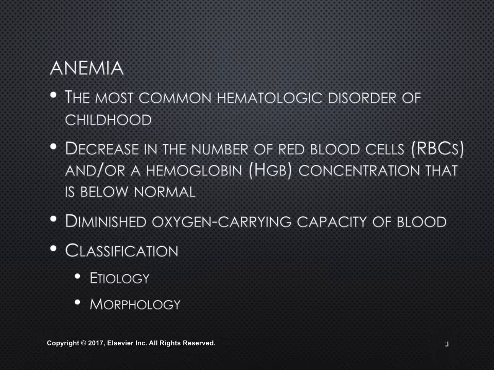It's classified using two basic approaches, etiology or physiology, and this is by looking at why it is that the erythrocyte or the hemoglobin is being depleted. Or we look at morphology, and morphology has to do with the changes that we can see microscopically in the red blood cell size, its shape, or its color.